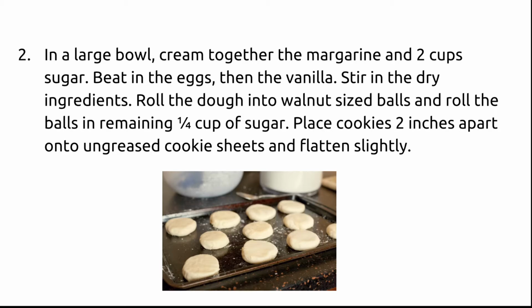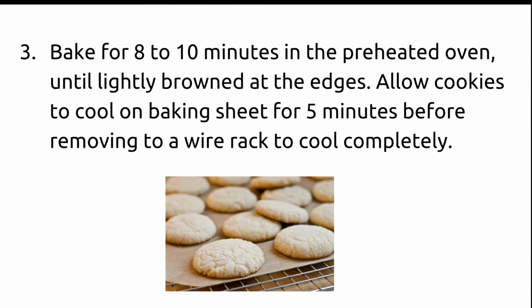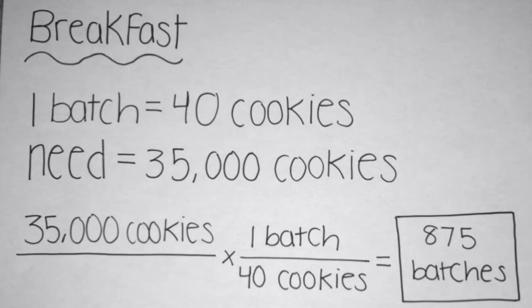Roll the dough into walnut-sized balls and roll the balls in the remaining 1/4 cup of sugar. Place the cookies 2 inches apart onto ungreased cookie sheets and flatten slightly. Bake the cookies for 8 to 10 minutes in the preheated oven until lightly brown at the edges. Allow the cookies to cool on the baking sheet for 5 minutes before removing to a wire rack to cool completely. We chose to serve the sugar cookies for breakfast.